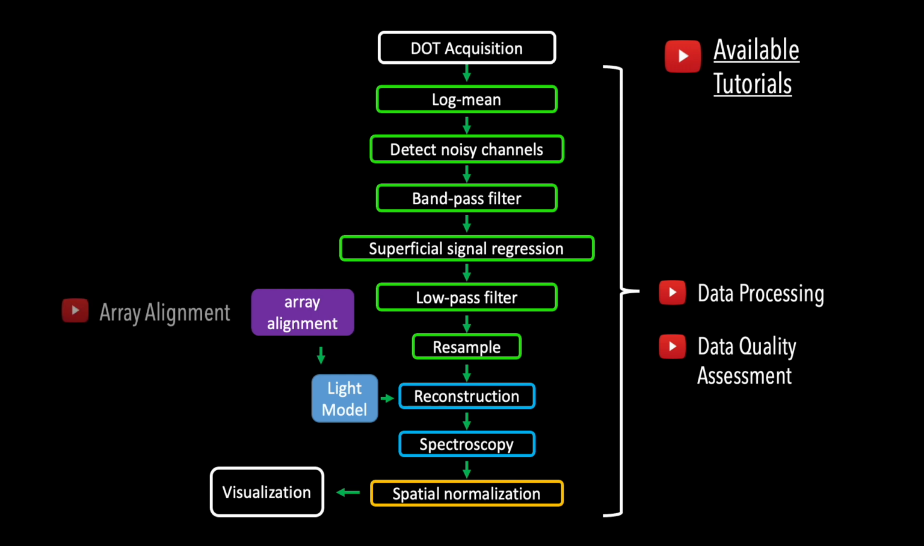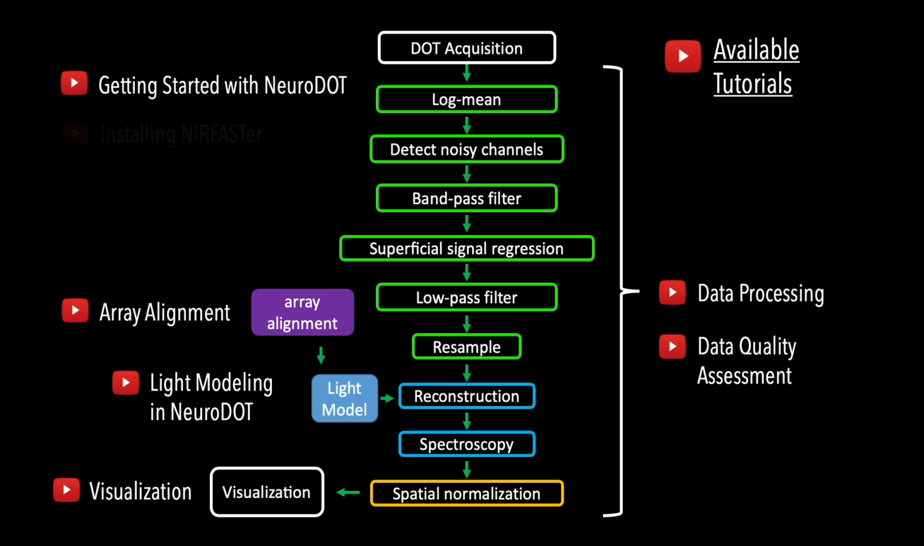Videos specific to light modeling include coverage of the NeuroDOT array alignment tool and a conceptual introduction to computational light modeling, explaining how and why finite element analysis generates the model used in reconstruction. Finally, the visualization tutorial covers the tools available for viewing results, including both sectional and surface renderings of volumetric reconstructions, as well as parametric maps. Additional videos are available that cover background topics, such as installation and setup of NeuroDOT, installation of the NIRFAST light modeling package, and loading data, including data from websites such as OpenNeuro.